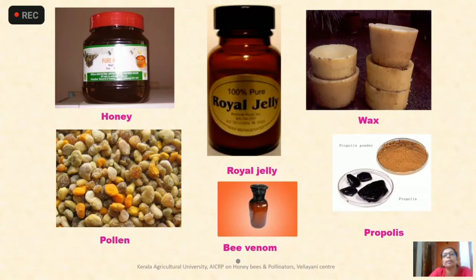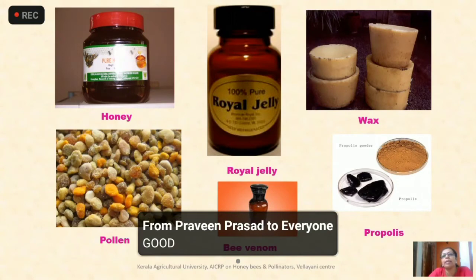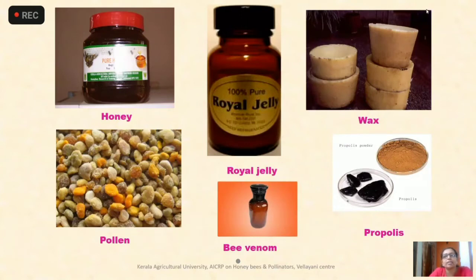Comb foundation sheet is nothing but a sheet made up of beeswax, and it has the impression of the hexagonal base of the hexagonal cell, so that it will reduce the time for the bee to construct the combs. Okay, so it has an immense number of uses.